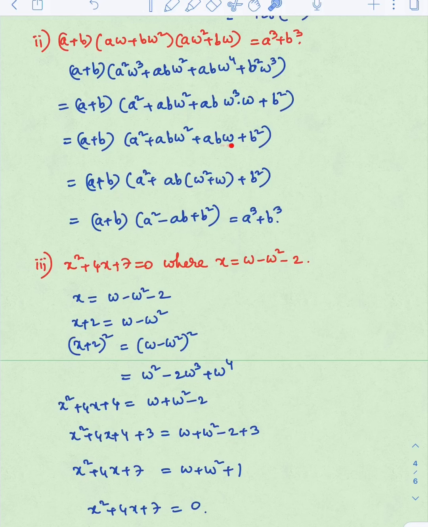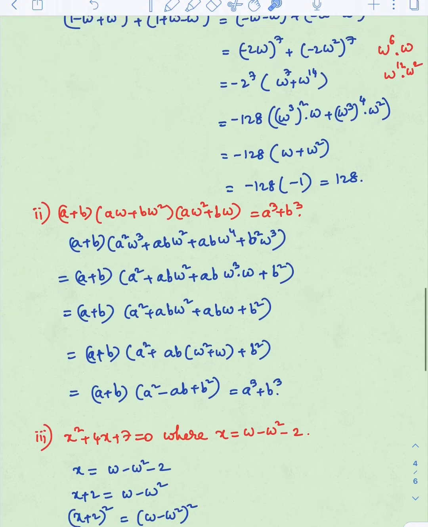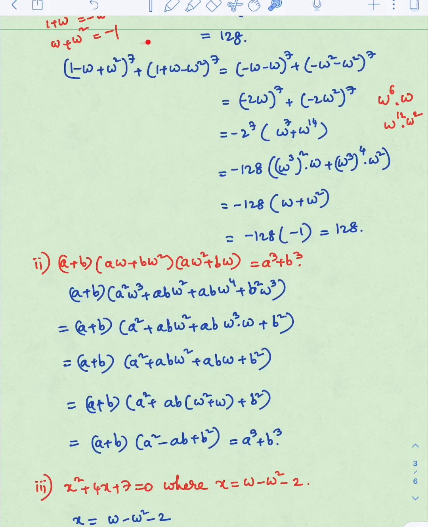Next step, ab common in these, it will become like this, omega plus omega square inside. Next step, this is same. Already I have told you what is omega square plus omega, minus 1. You can see that here omega plus omega square is minus 1, that is taken here. It will become minus ab plus b square. So this is in which form? 9th class. This is in the form of a cube plus b cube. This is our RHS.